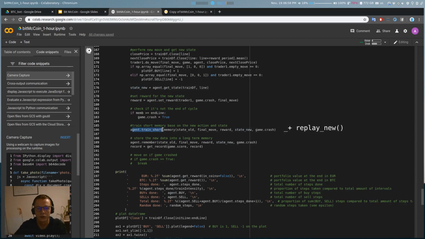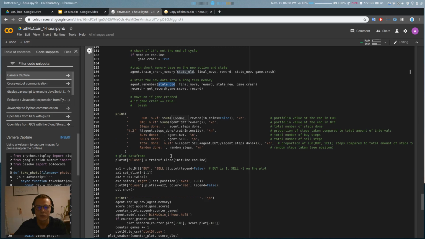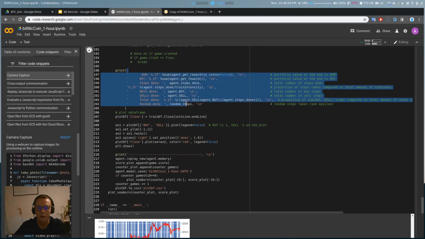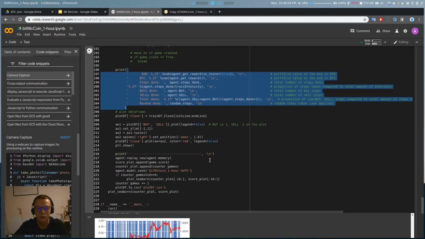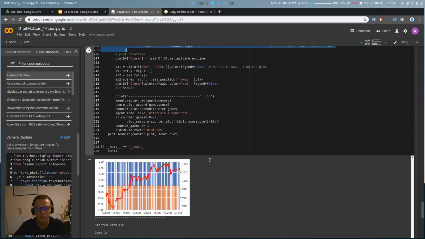So the bot trains here and remembers the states here. And that's pretty much it. It gets the record, so what's the game score currently, and prints out some data that I just wanted to track, and it's just easier to see how it performs during those days. Yeah, other code is just pretty much plots, and that's pretty much it.